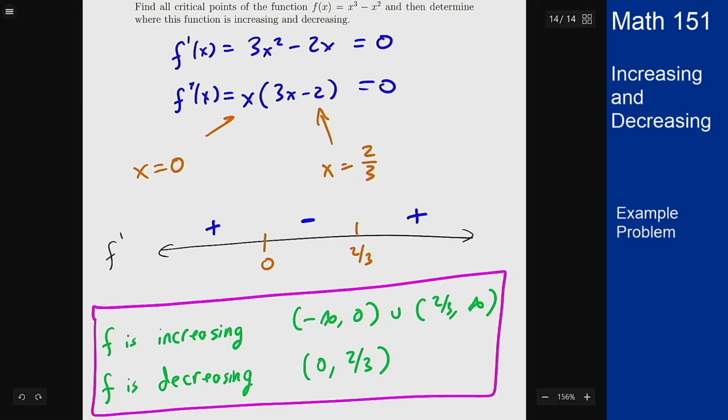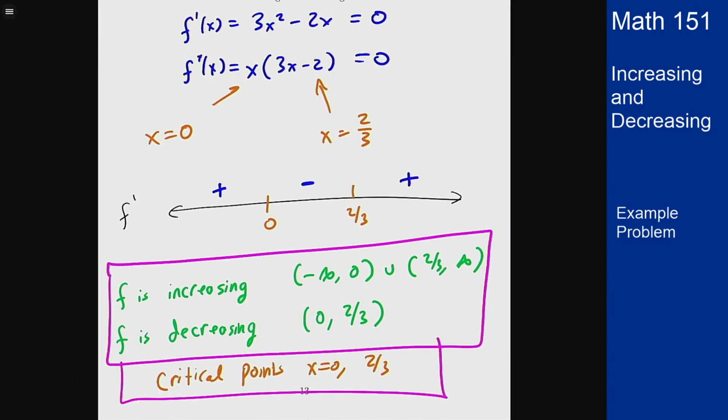And again, we know that from our work above, our critical points are at 0 and 2/3. So that's the idea of how we can use the derivative to figure out where critical points for a function are, as well as where this function is increasing and decreasing.